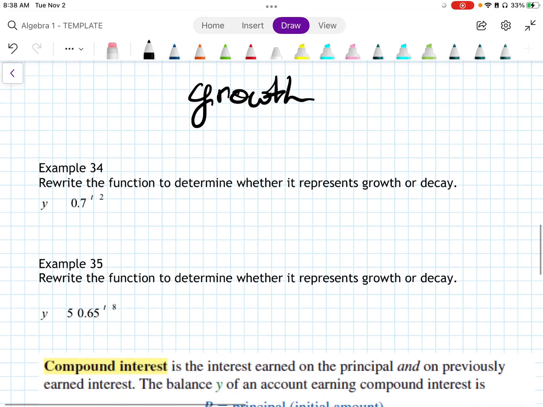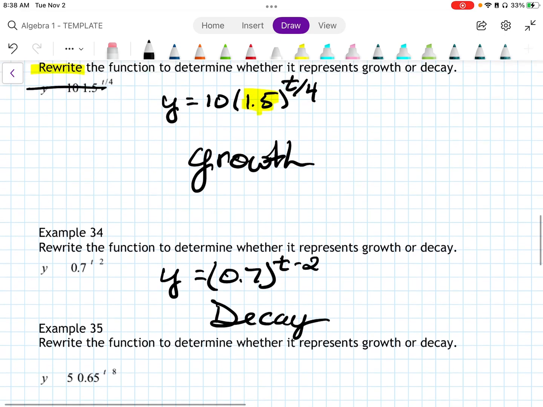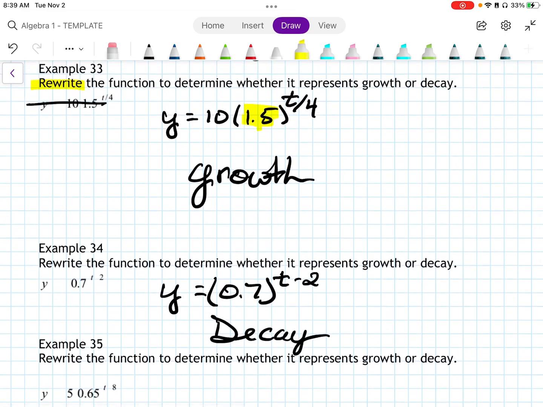Example 34. This should be y equals 0.7 to the t minus 2. This one's going to be decay. And the purpose of problems like this is to look at the exponent changes here, right? It's a little bit different. It's still growth and it's still decay, right? The growth and decay is still determined by whatever's in the parentheses there.